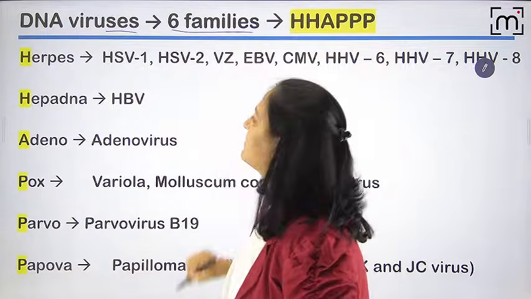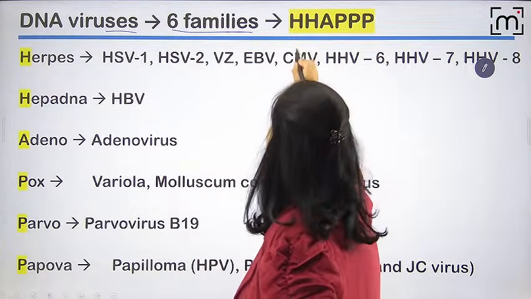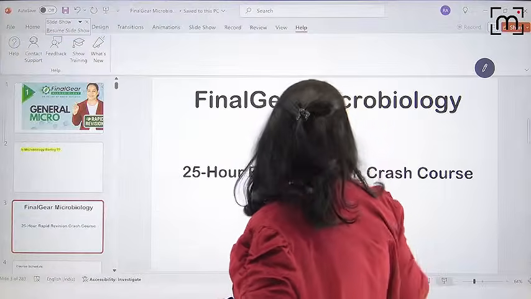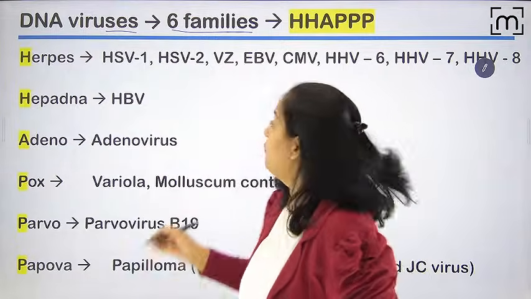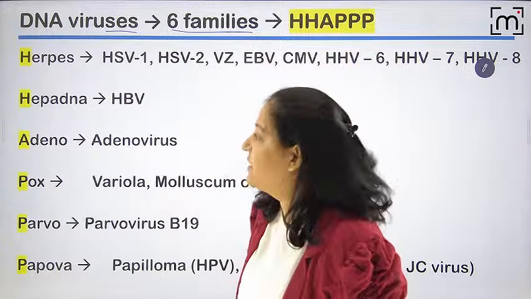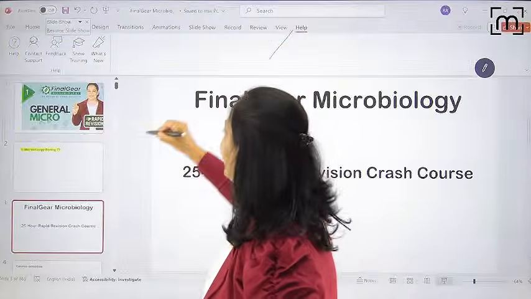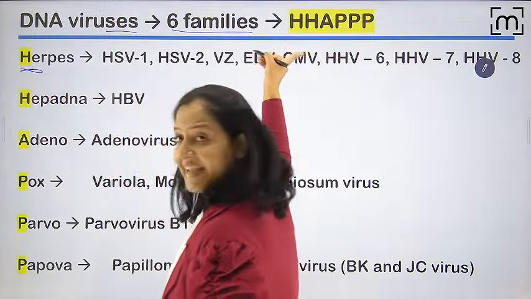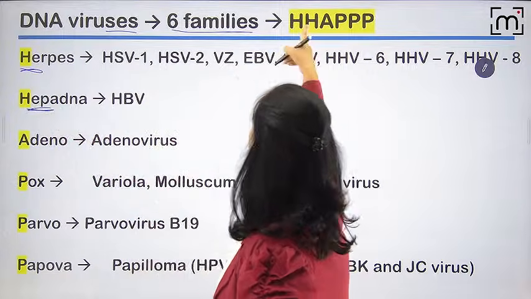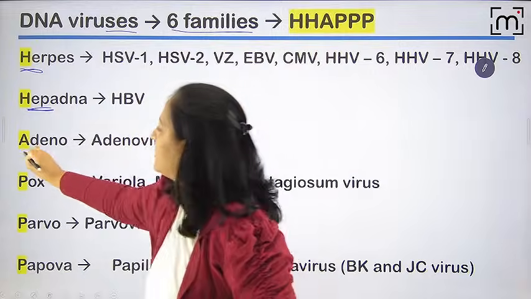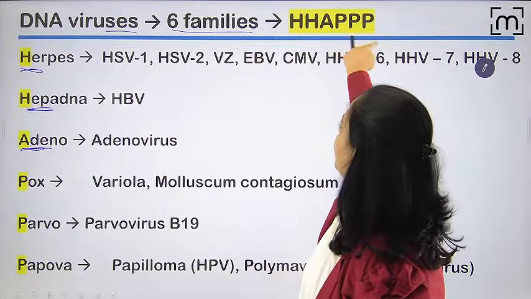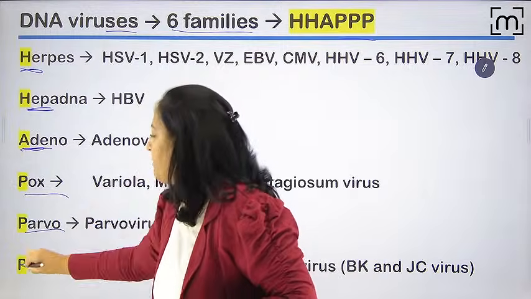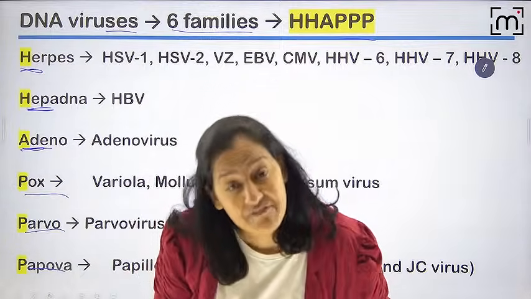What are the 6 families of the DNA viruses? What is the mnemonic? The mnemonic is double H A triple P. The first H is herpes. The second H is hepadna. Herpes, hepadna. A is adeno. Triple P: you can see the 3 P's are there. Pox, parvo, papova.